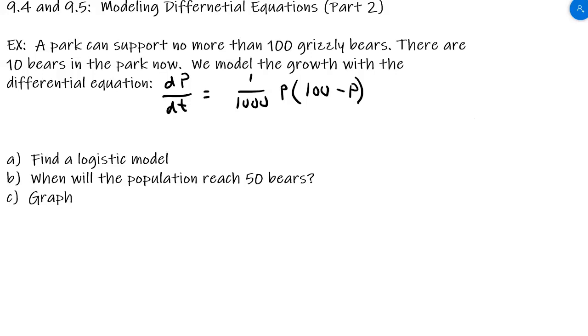I'm going to model the growth with this differential equation. I got dP/dt equals 1/1,000 P times (100 minus P). So you can see that I've taken the 100 grizzly bears and I've substituted in the 100 there for the carrying capacity. I'd like to find a logistic model.